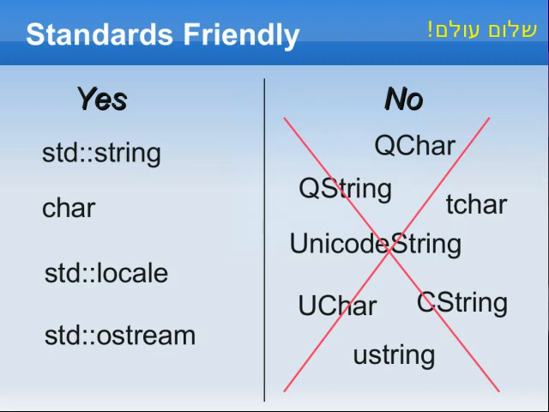So the primary goal was to use the standard library, standard things that exist in the language, and not to try to reinvent them. std::string is not Unicode aware. It's very difficult. Okay, what does it mean, Unicode aware?